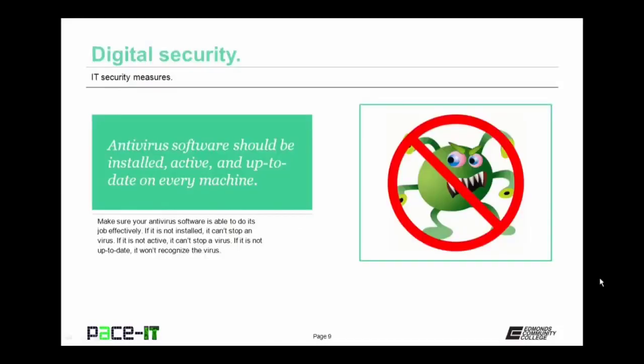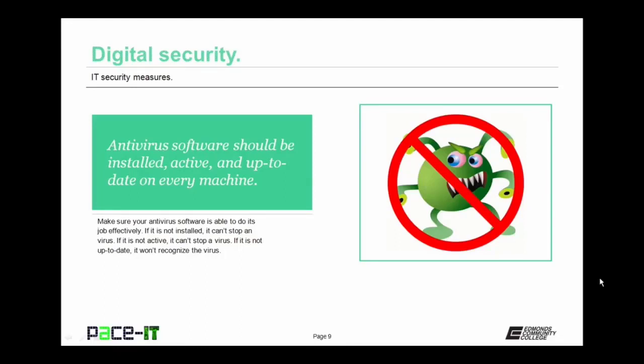We begin talking about digital security with a discussion on antivirus. Antivirus software should be installed, active, and up to date on every machine. If it's not installed, it can't stop a virus. If it's not active, it can't stop a virus. If it's not up to date, it won't recognize a virus. So be sure and use an antivirus on every machine.